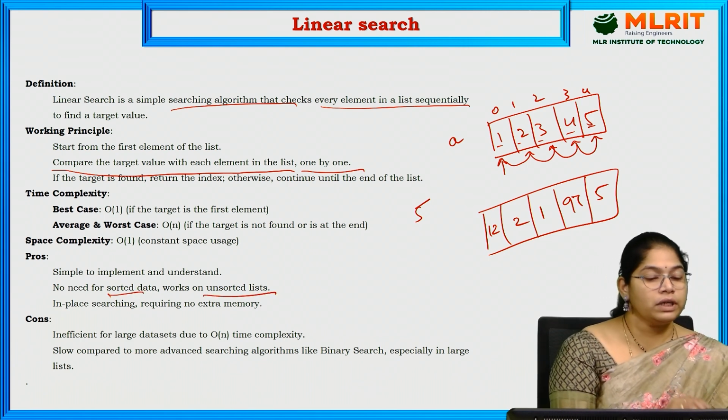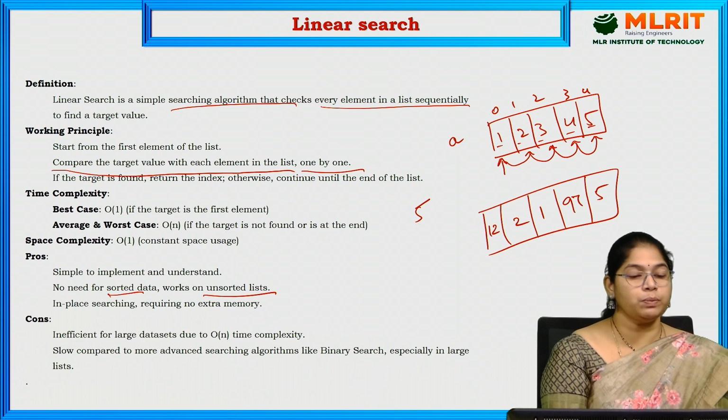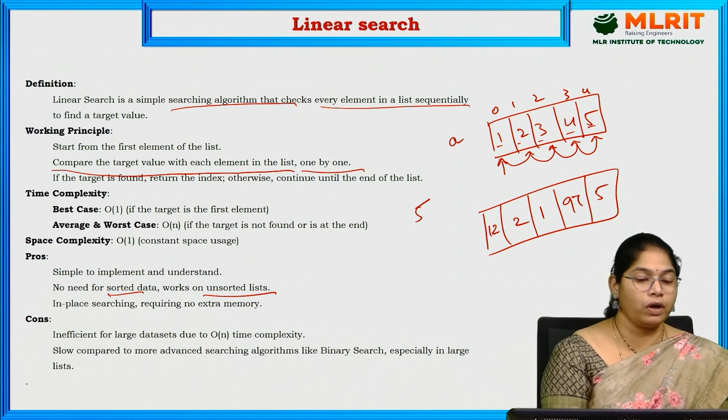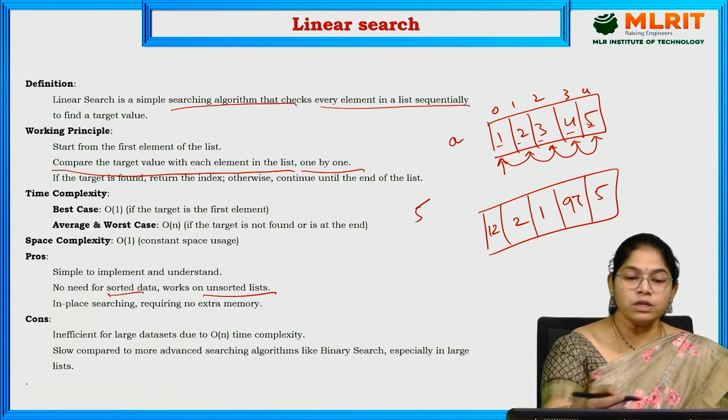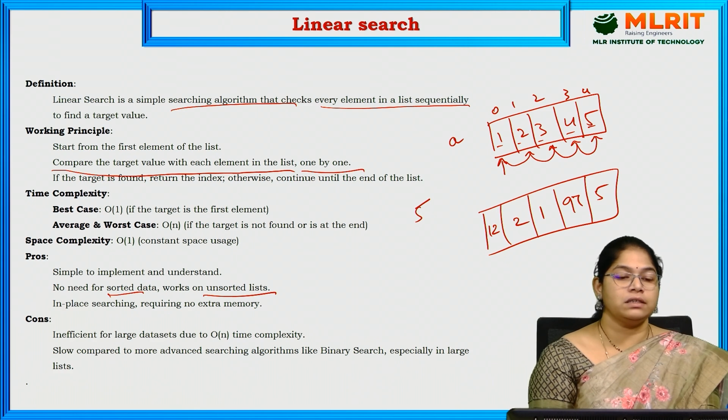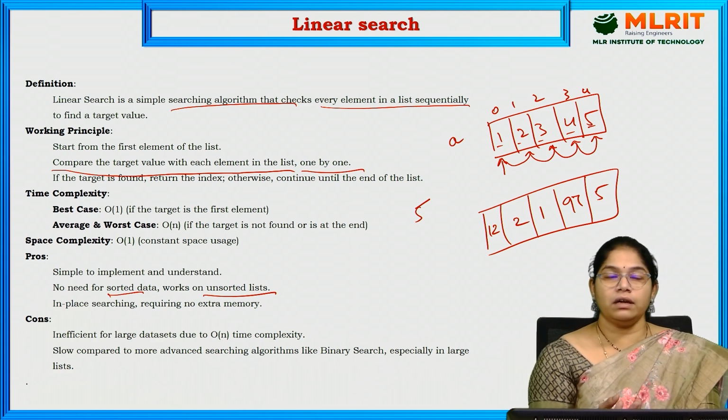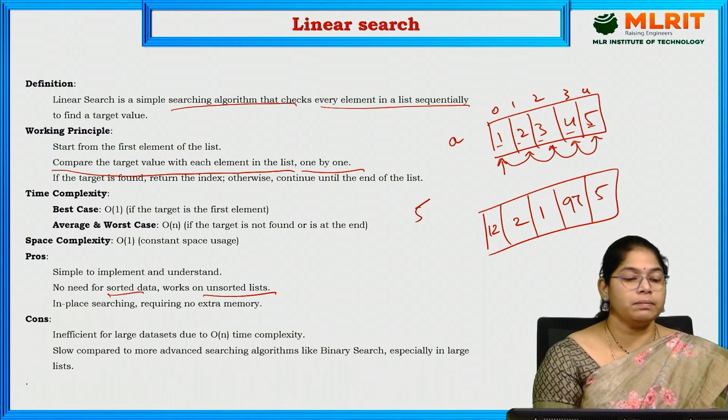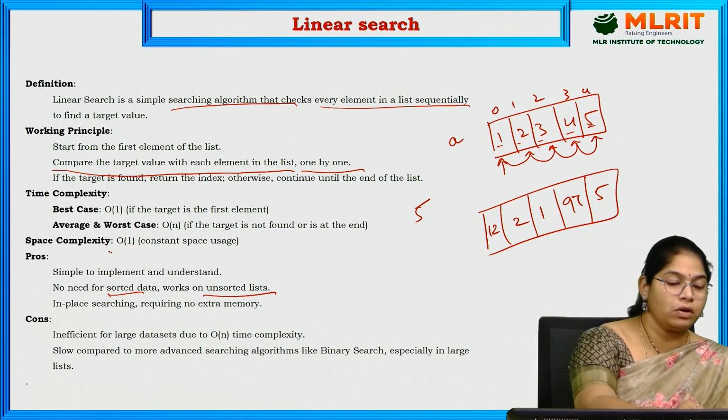Then the time complexity of linear search. The best case is order of 1. If we find the target value at the first index, the first element only, then it is the best case, order of 1. Average and worst case are order of n. Space complexity is order of 1.